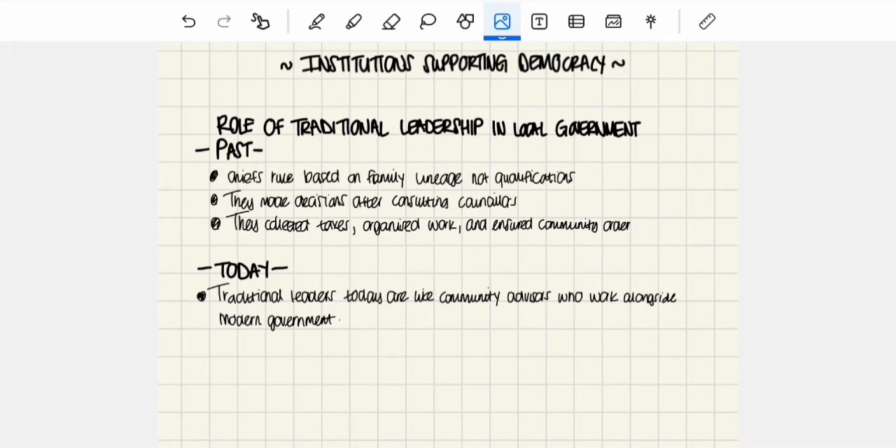Under section 211, the Constitution recognizes traditional leaders, but they must also follow the Constitution. Under section 212, the Constitution allows laws to give traditional leaders a role in local government.